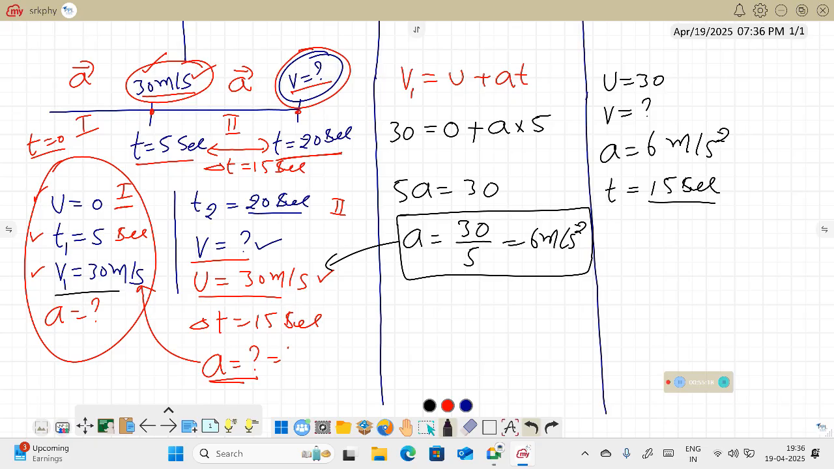Because they are calculating from 30 to v. Suppose, no sir, I don't want to take from 30, I want to calculate from the starting. Starting onwards also you can calculate. If you want to calculate from starting, then you take u is equal to 0. In that case, how much time you have to take? Time is equal to 20, not 15.